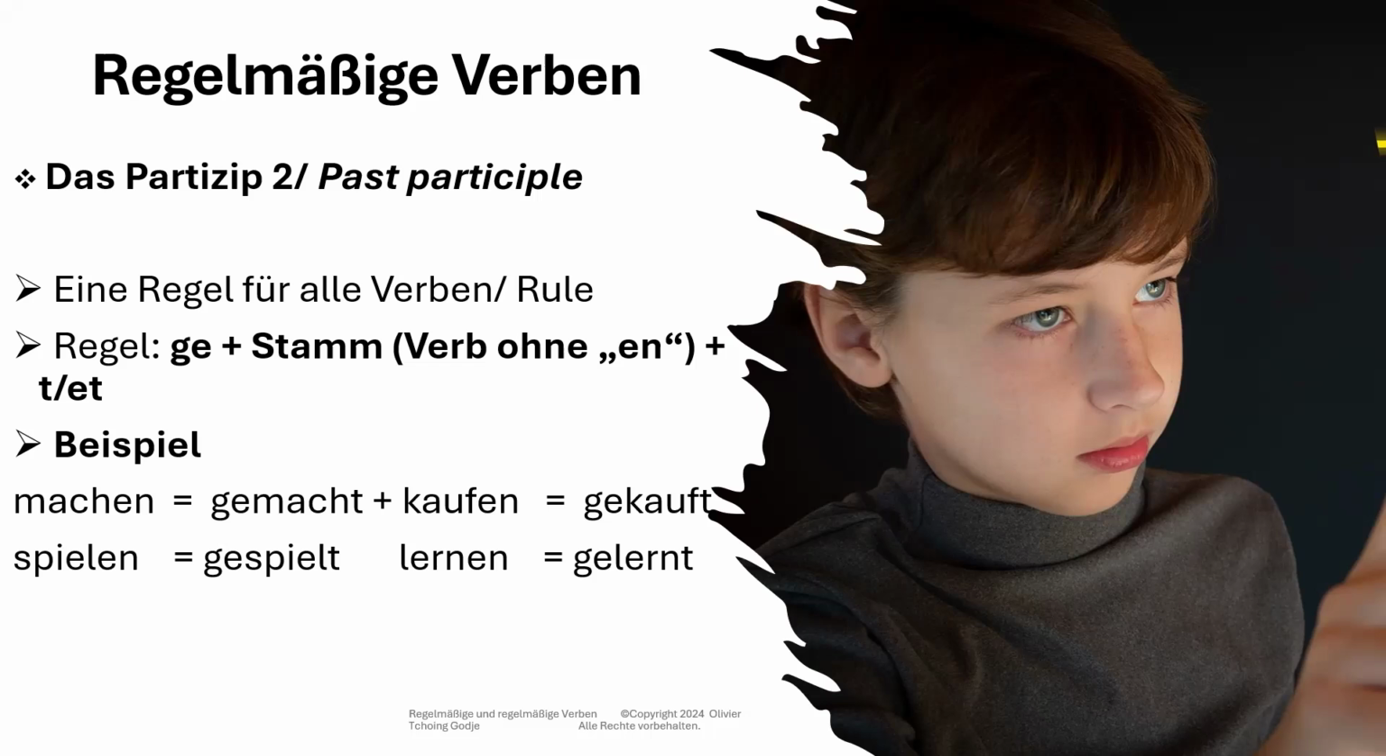And you see with machen, for example, that you have ge in the beginning, and then mach in the middle is the verb stem, and then t in the end, and that is the past participle. And the past participle of all regular verbs follows this model with ge plus verb stem plus t or et. Some verbs like arbeiten end with et. The past participle is then gearbeitet. Arbeiten means to work. And some other verbs like atmen, which means to breathe, also end with et. It's geatmet.